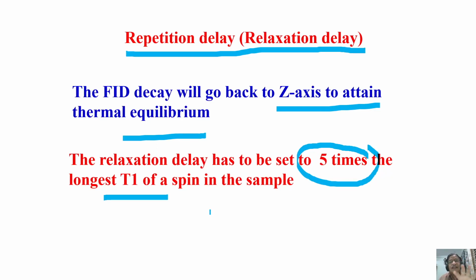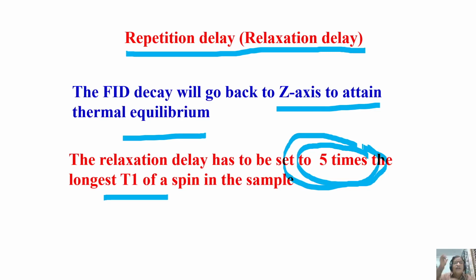That relaxation delay is essential, and it should be at least 5 times the longest T1 of your sample. If there are so many protons, each will have a different T1. You have to find out the longest T1, give 5 times that value, then you will get all peaks of nearly equal intensity and get maximum signal. Otherwise, you will be acquiring only noise.